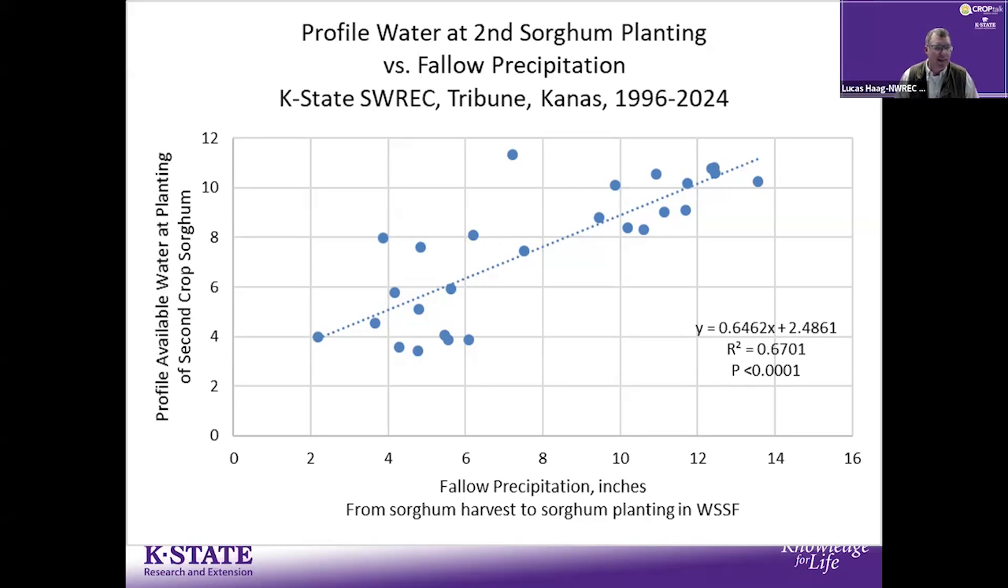And so in order to get 6.5 inches of profile water at planting time, I need about 6.5 inches of precip from the harvest of the prior sorghum crop. If I'm above that, that's a pretty good sign that I'm moving into an area where I've got good potential for economic returns there on recrop sorghum.